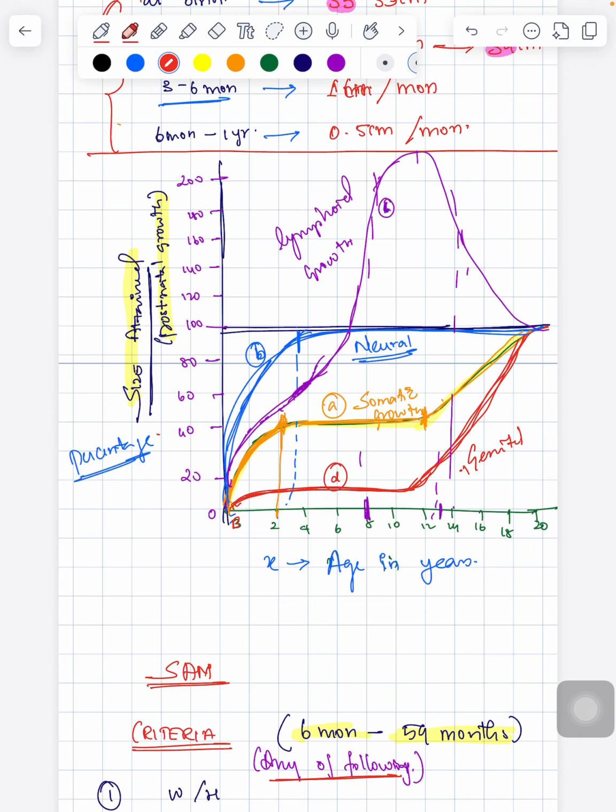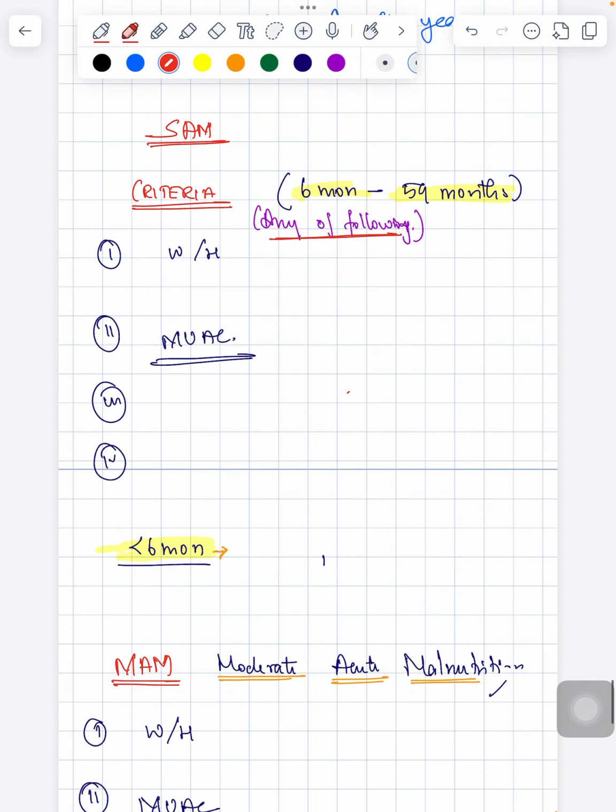Okay. Next is regarding your severe acute malnutrition. So what is the criteria to say that the child is having severe acute malnutrition? This criteria is used if the child is between 6 months to 59 months of age, that is 6 months to 5 years of age. That is when the weight for height is less than -3 standard deviation, mid upper arm circumference is less than 11.5 centimeter, and the child is having bilateral symmetrical pedal edema.